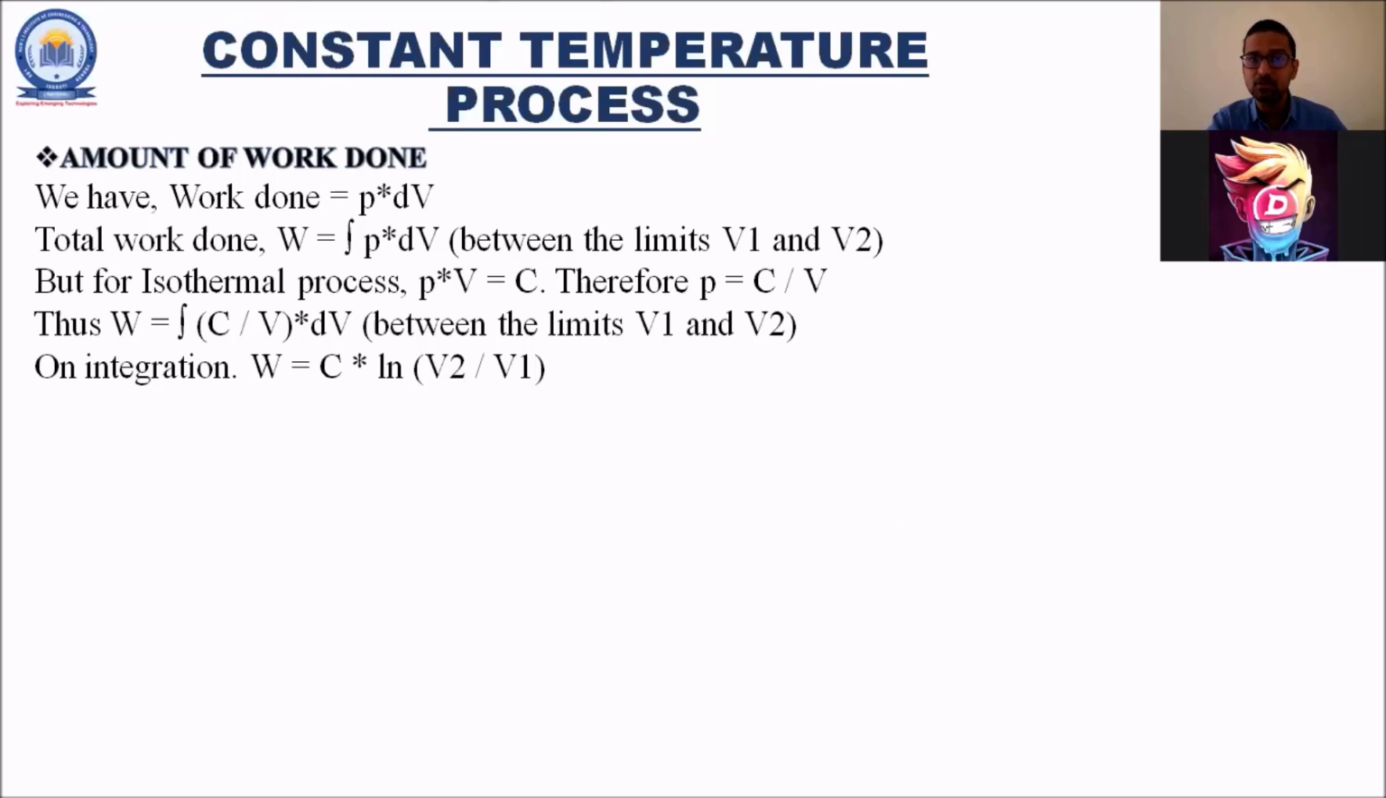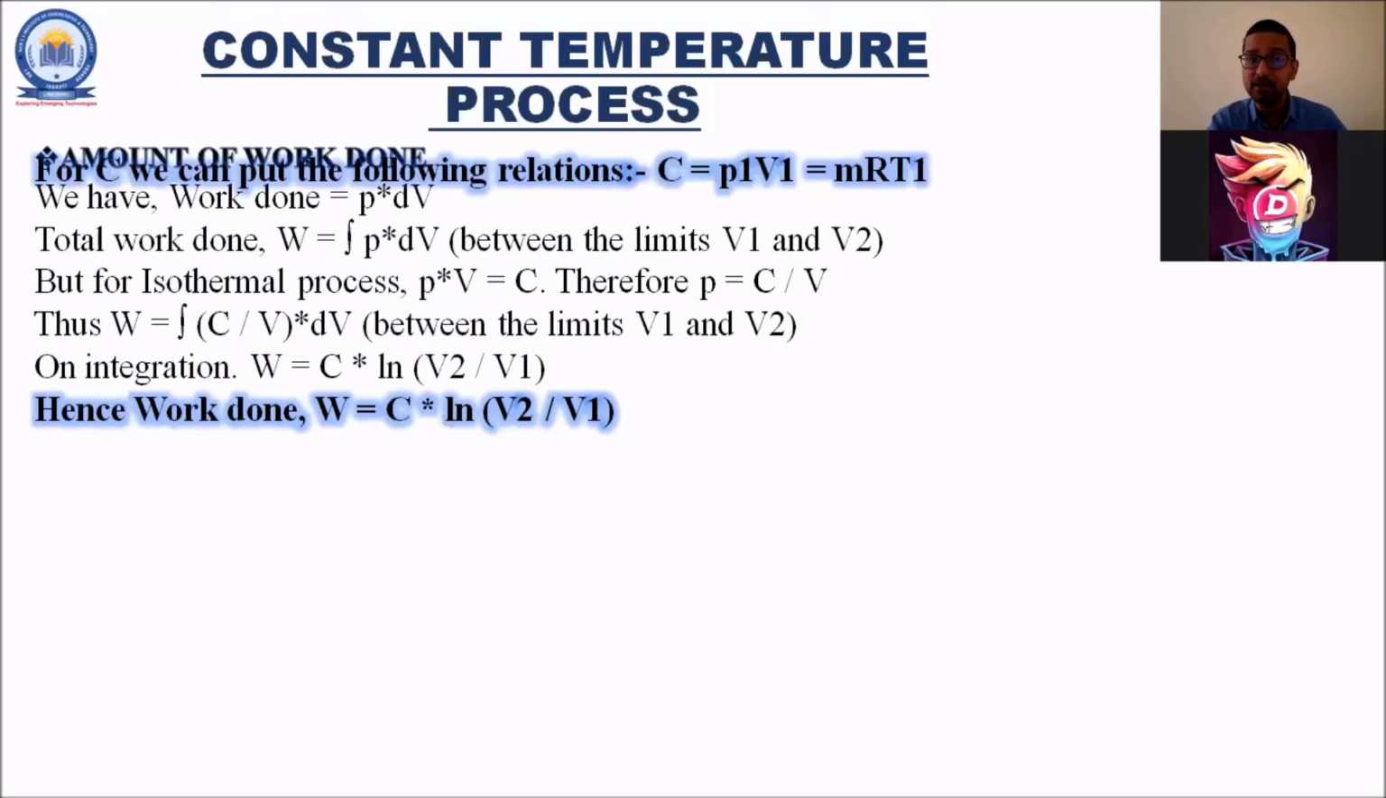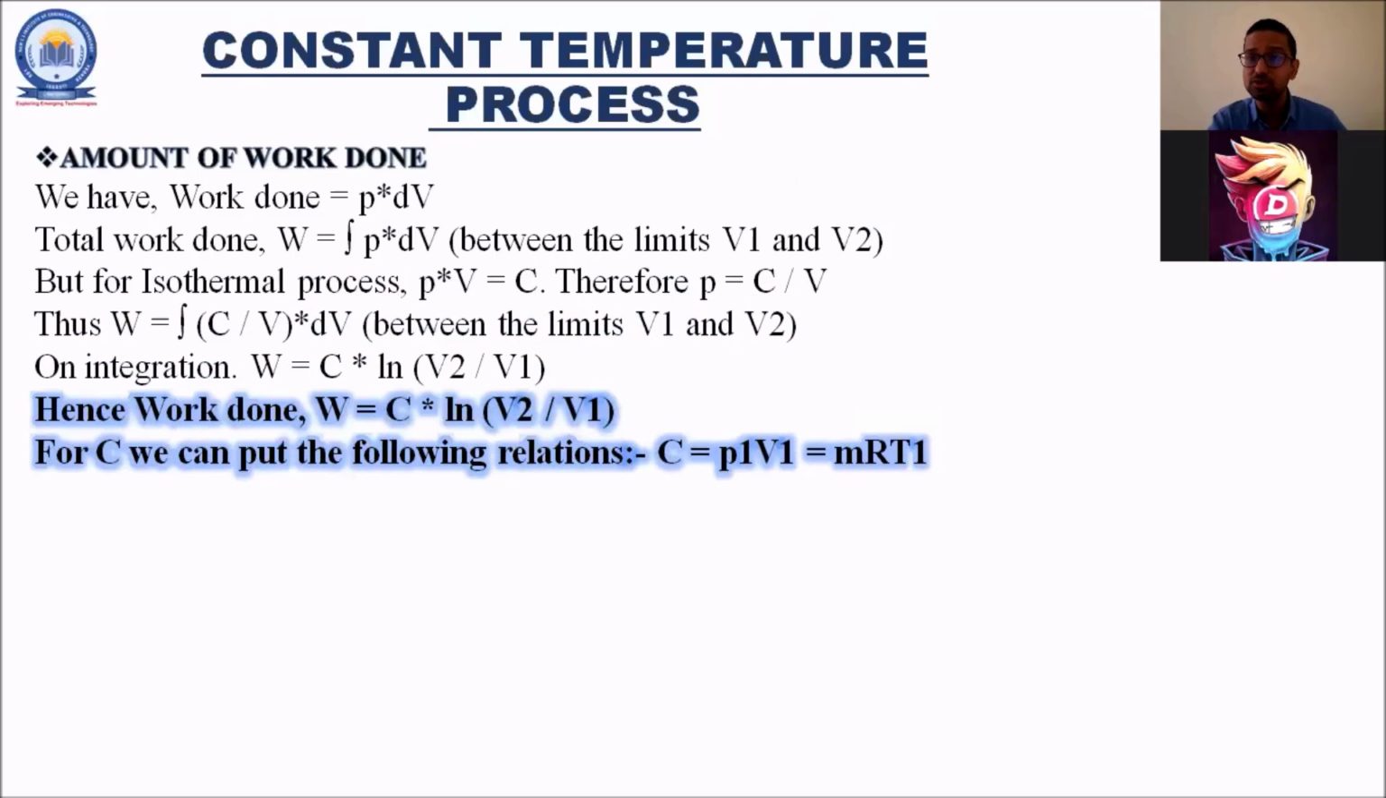So now in place of C, I can substitute different terms. Since this process follows Boyle's law, I can write C is equal to P1 V1, and in place of P1 V1, I can also substitute MRT1. Also, I can write C is equal to P2 V2, that is also equal to MRT2. I hope students you are getting the points. You are understanding the derivation, because it is one of the important questions that can be asked in your examination.